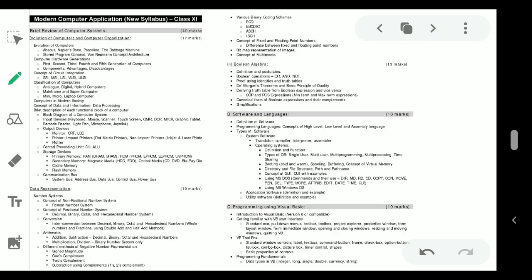Now comes the syllabus for the modern computer application student who has taken computer application. As I mentioned, the structure of computer, data representation, and Boolean algebra in the first chapter are common. Software and languages is also common, but computer science students have the C programming language, whereas application students have the Visual Basic programming language. The whole syllabus comprises 70% theory and 30% practical.